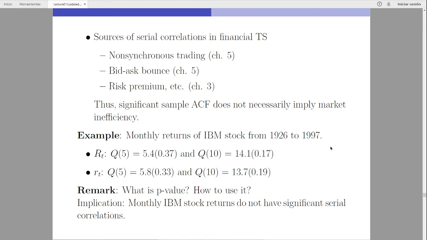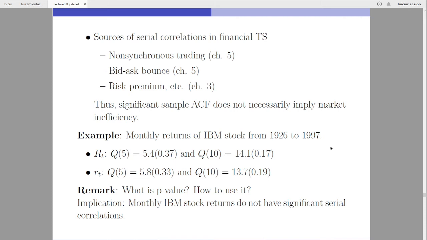Now, there are several explanations for serial correlations in financial time series. We will see them in chapters 3 and 5, but they are basically three. First one being risk premium, which we will see in chapter 3. And from chapter 5 we have bid-ask bounce, where you know these bits that kind of never end and repeat cyclically. And non-synchronous trading, that's also an important source of serial correlation.